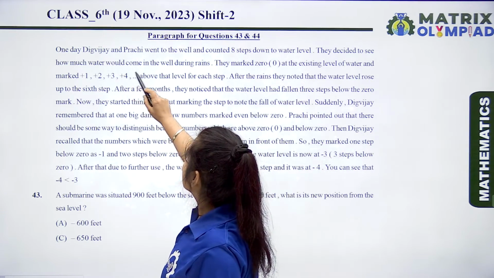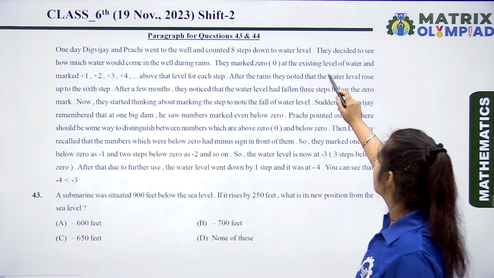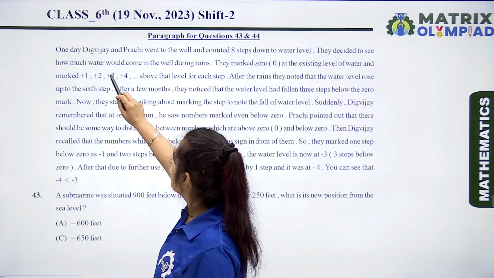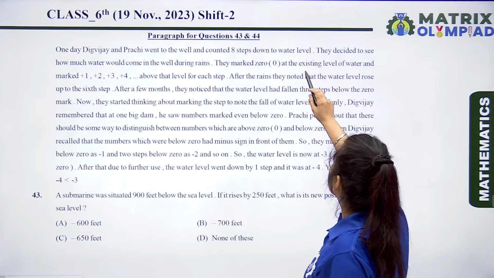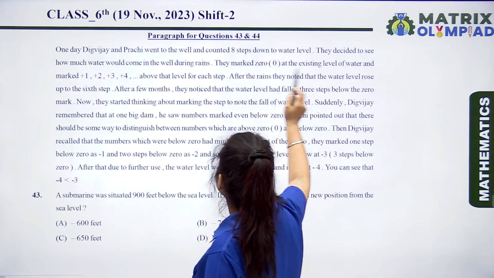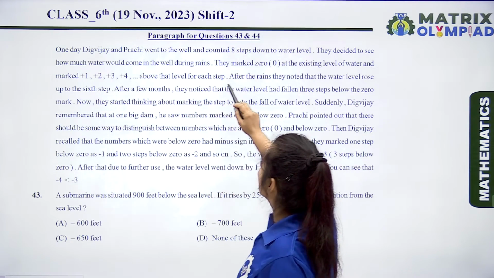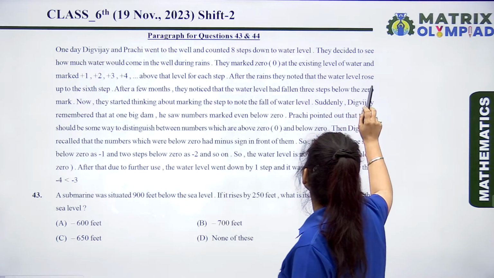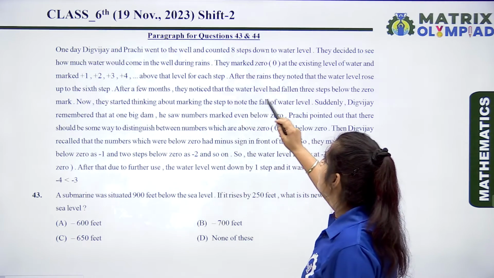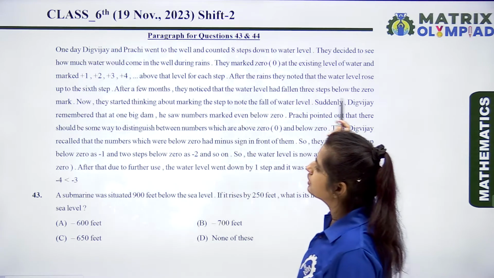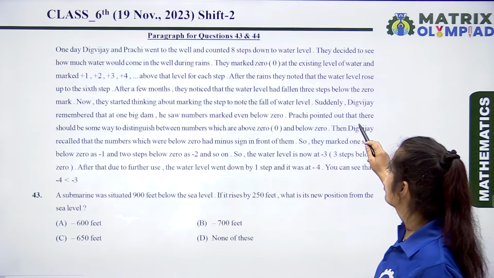One day Digvijay and Prachi went to the well and counted 8 steps down to the water level. They decided to see how much water would come into the well during rain. They marked 0 at the existing level of water and marked +1, +2, +3, +4 above that level for each step. After the rain, they noted that the water level rose up to the 6th step. After a few months, they noticed that the water level had fallen 3 steps below the 0 mark. Now they started thinking about marking the step to note the fall of water level.